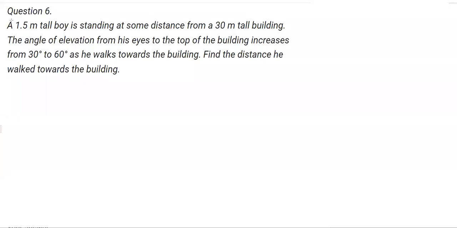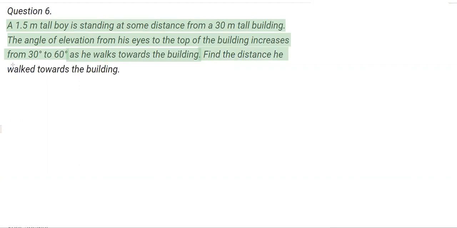In the next question, question number 6, it says there is a 1.5-meter tall boy standing at some distance from a 30-meter tall building, and the angle of elevation from his eyes to the top of the building increases from 30 to 60 degrees as he walks towards the building. Find the distance which he walked towards the building.